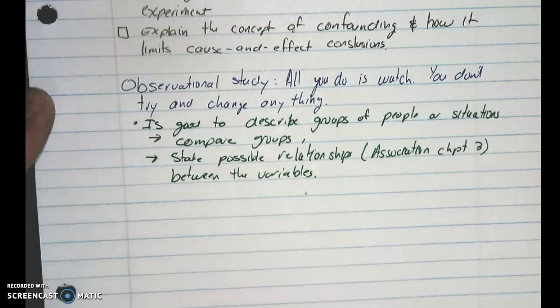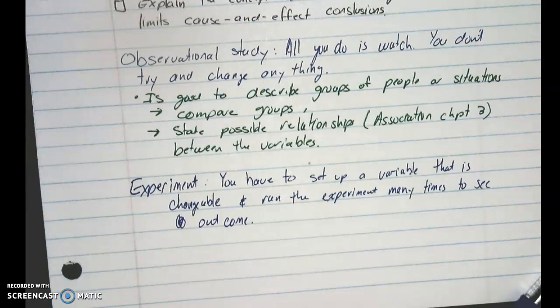Okay. So the experiment one is you have to set up a variable that is changeable, and then you're going to run the experiment many times to see the outcome. One of the things that you have to do is just set up a base trial where nothing's changed. It's just the exact same thing every single time. Okay. Now, a good example of this is this.